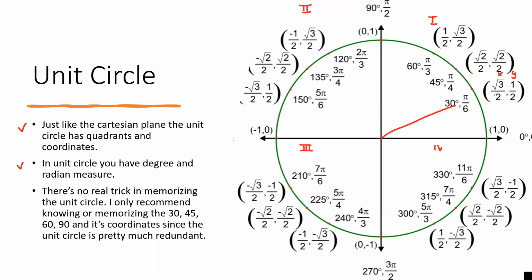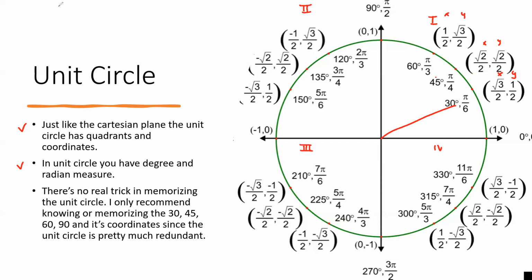So on 30 degrees, it has an x coordinate of radical 3 over 2 and a y coordinate of 1/2. The 45 degrees has an x coordinate of radical 2 over 2, and a y coordinate of radical 2 over 2. This is easy to remember because it's the same. And then 60 degrees, it's pretty much the reverse of 30 degrees. It now has an x coordinate of 1/2 and a y coordinate of radical 3 over 2. So what do I mean by redundant?